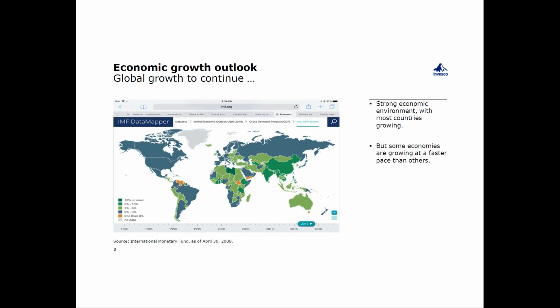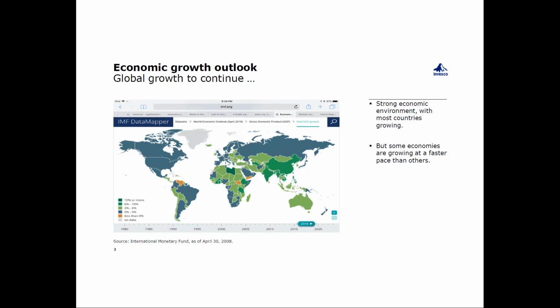You may have heard the term synchronized global growth. I think that was used, overused, arguably, to characterize the economic environment last year. It's changed since then. Certainly, we're seeing many countries experiencing growth this year, but it's not synchronized, and of course, some countries are experiencing a lag.